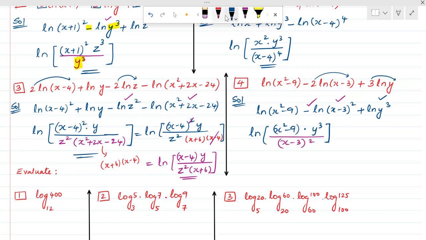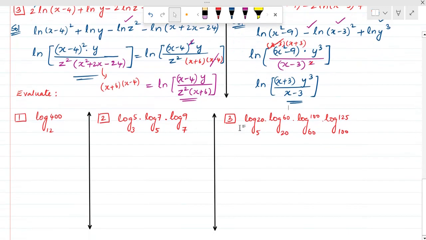Now I can simplify this part. What is the simplifying of this one? It is (x minus 3)(x plus 3). So the minus term one time gets cancelled. The simplified answer is ln of (x plus 3) into y power 3 over (x minus 3). So this is x minus 3 only one time because it is cancelled. So this is the final answer.